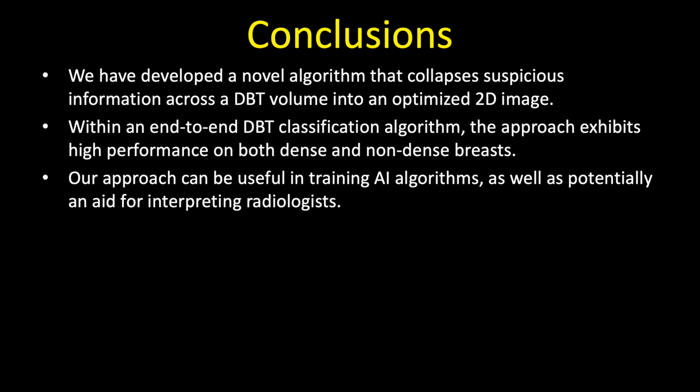So in summary, we developed a novel algorithm that collapses suspicious information across the DBT volume into an optimized image. Within an end-to-end AI pipeline, the approach performs well on both dense and non-dense breasts. We envision that our approach may additionally prove to be useful as an aid for interpreting radiologists.